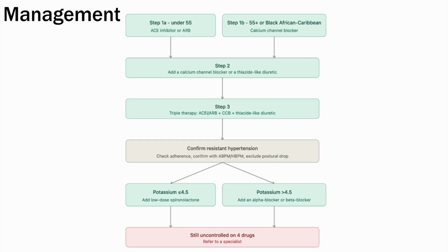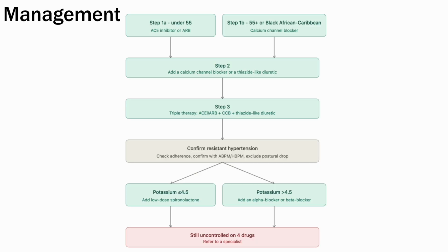When you're starting an ACE inhibitor, remember to check U&Es before and roughly 2 to 4 weeks after starting, watching for a rise in creatinine or potassium, and warn patients about the classic dry cough side effect that often prompts switching to an ARB. Calcium channel blockers commonly cause ankle edema, flushes, and headaches, which is worth mentioning to patients up front so they aren't caught off guard.